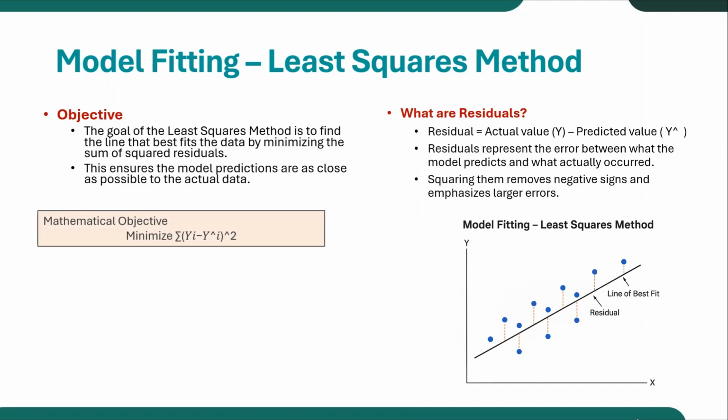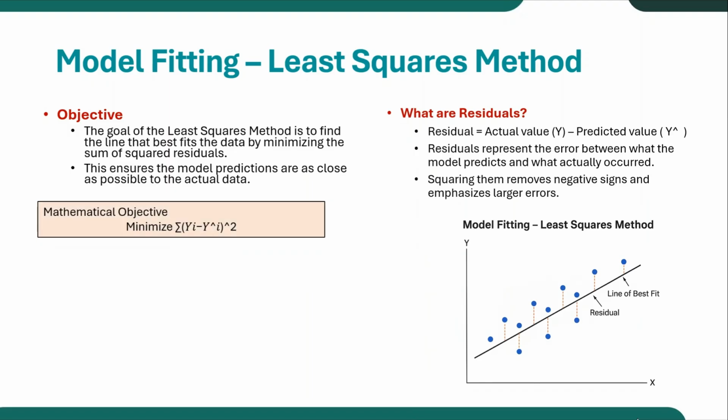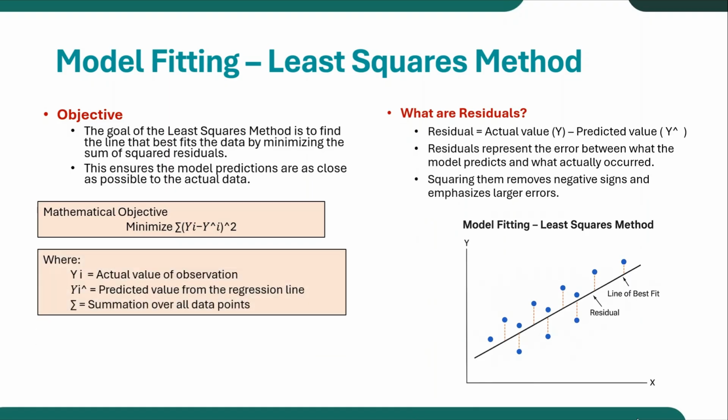Mathematical objective. Our mathematical goal is to minimize the sum of the squared differences between the actual and predicted values. Minimize sigma, e hat, superscript 2. This formula ensures we're reducing overall prediction error, where e is the actual observed value, e hat is the predicted value from our model, and sigma means we're summing this difference over all data points.